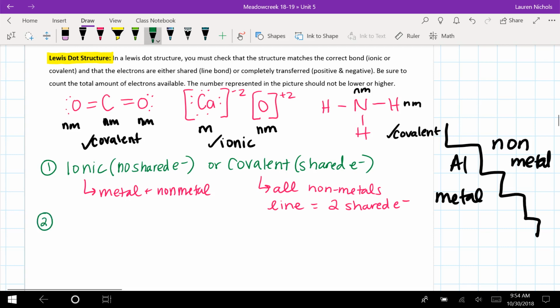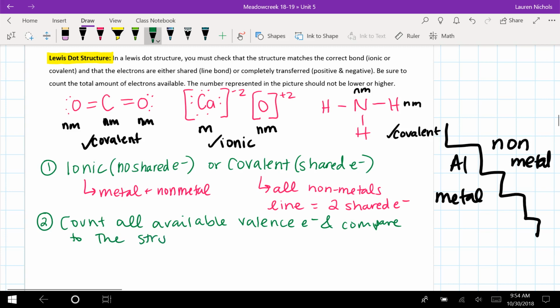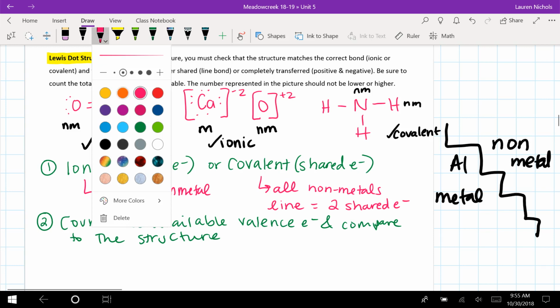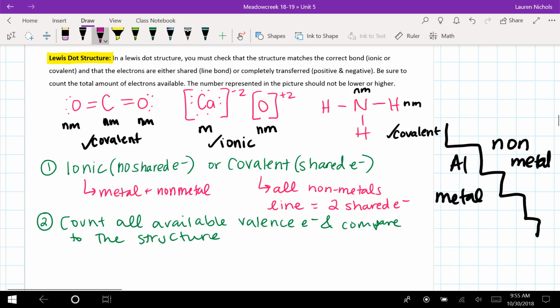Our second test, however, is to count all available valence electrons and compare to the structure. The reason why is if you have, for example, 12 electrons available for bonding, but your picture only shows 10 or it shows 14, then you have an incorrectly drawn picture. If we do this for our first structure, carbon dioxide, 1 carbon, 2 oxygens, we know that carbon has 4 valence electrons because it is in group number 14, and each oxygen atom provides 6 electrons, so this gives us a total of 16.